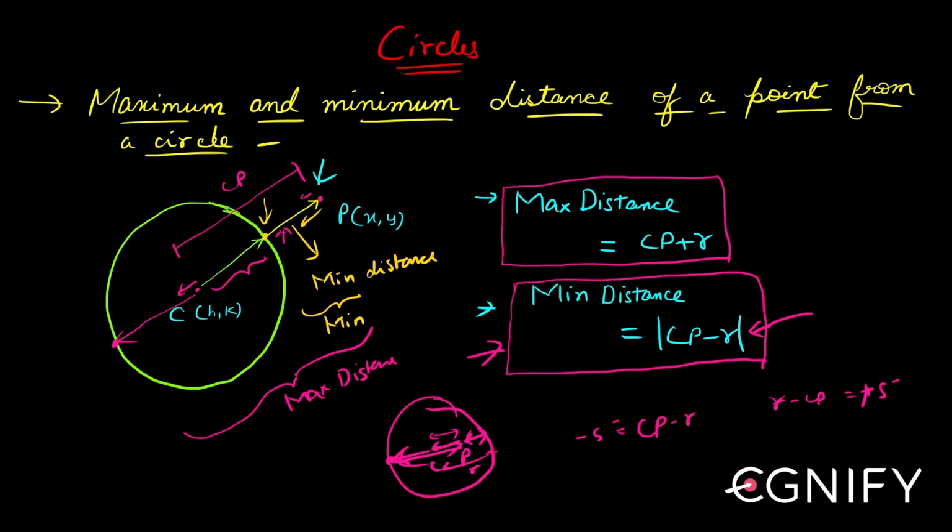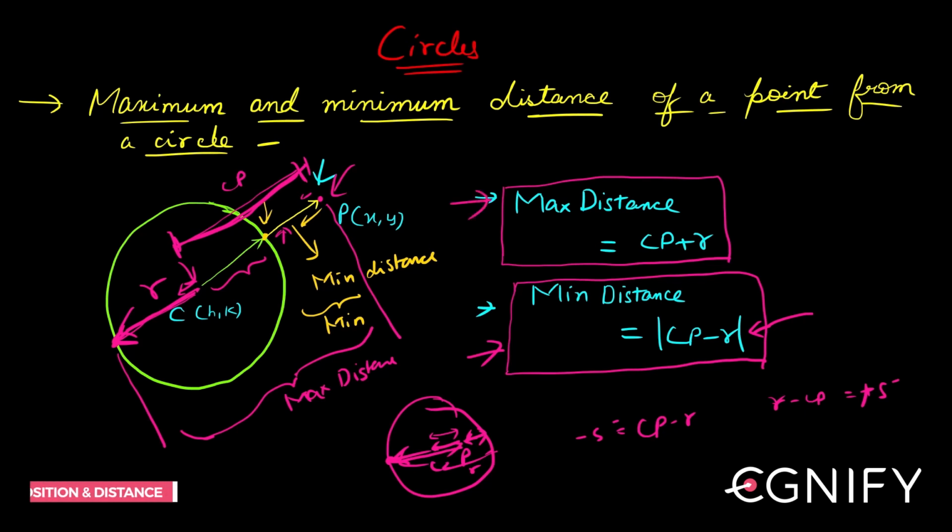Coming to the maximum distance formula. As you can see, this is the maximum distance, from this point to this P, right? Now this comprises two lengths. One is your CP and one is your R, right? So if you add CP to the radius, you will get the maximum distance. CP is basically the distance between 2 points. You have your first point C, you have the second point P. Use the 2-point formula for distance between the 2 points and get CP. So CP plus R is the maximum distance and CP minus R is the minimum distance.